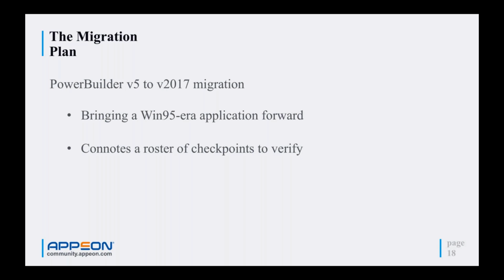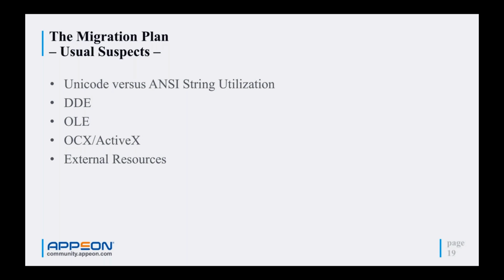Now, this version 5 to version 2017 migration immediately connoted a roster of checkpoints to verify when we're bringing a Windows 95 era application forward. Here are the usual suspects, or at least the major ones that you need to review. Unicode versus ANSI string utilization. Remember that this particular case study is on a PowerBuilder 5, a pre-10.0 version PowerBuilder application. Dynamic data exchange, object linking and embedding, OCXs and ActiveXs, and you need to look for external resources and their compatibility moving forward.